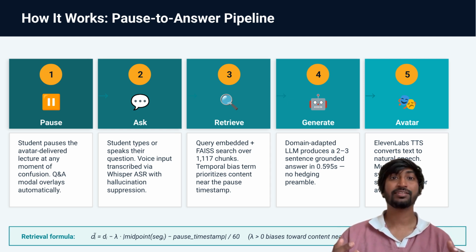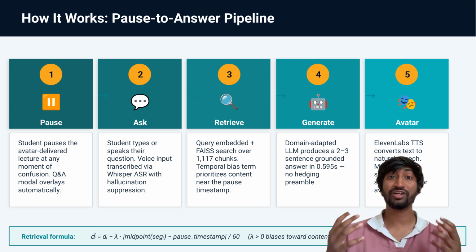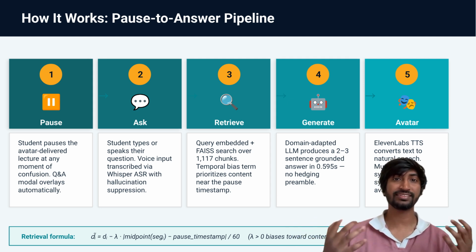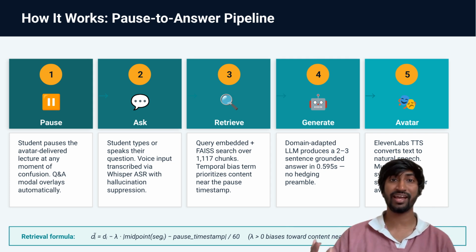Step 4. The domain-adapted LLM generates a concise answer, usually 2 to 3 sentences. This is important because the answer needs to support real-time learning, not become a long textbook-style explanation. Step 5. If avatar mode is selected, the answer is converted into speech and rendered through the talking head avatar pipeline. The temporal retrieval term is designed to favor lecture segments near the pause timestamp, so the answer is grounded not only in the question but also in the student's current lecture context.